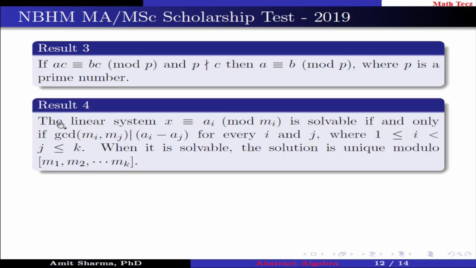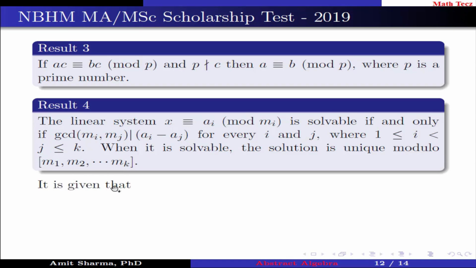Result number 4. The linear system x congruent to a_i mod m_i is solvable if and only if the GCD of m_i, m_j divides a_i minus a_j for every i and j where 1 ≤ i < j ≤ k. When it is solvable, the solution is unique modulo m, where m represents the LCM of m1, m2, ..., mk.